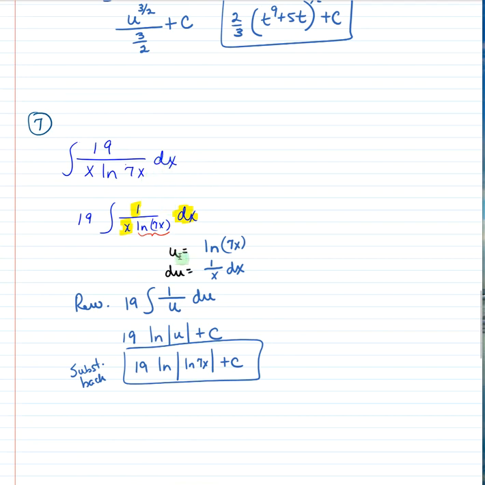Number 7, we have the integral of 19 over x ln 7x dx. All right, so think about this. If u is ln 7x, the derivative of that is 1 over x dx. Well, we have 1 over x dx, so that works pretty nicely. We pulled the 19 through, and so that was the first step. So when we rewrite the question, we have 19 times the integral of 1 over u du. That makes it 19 times the natural log absolute value of u plus c. The u, remember, was ln of 7x, so we have 19 ln, and in our absolute value we have ln 7x plus c, because we had to substitute that back in. That is our number 7.